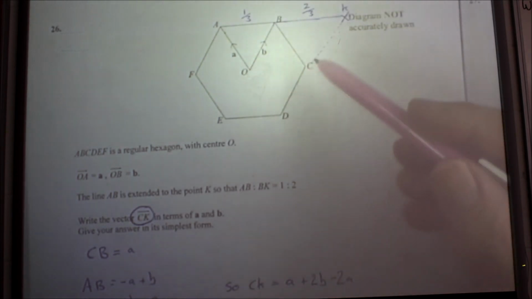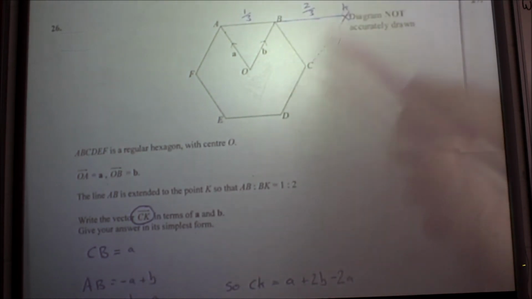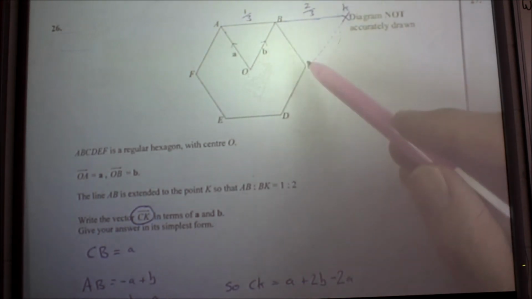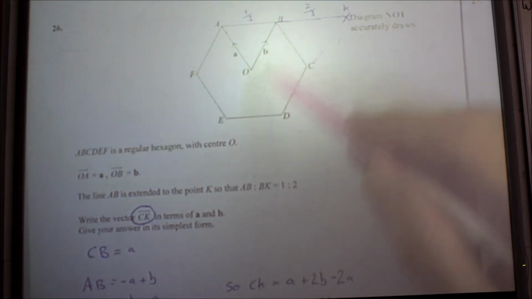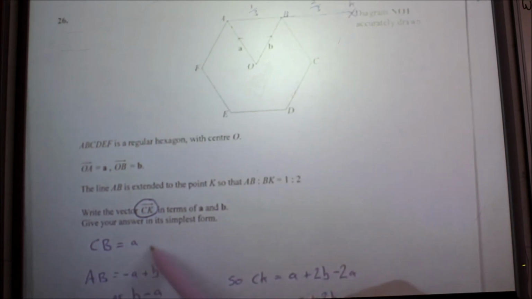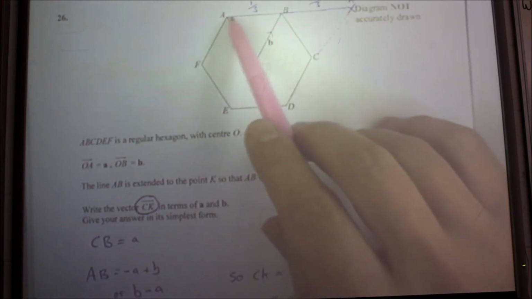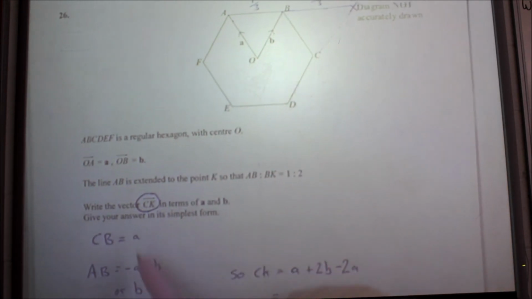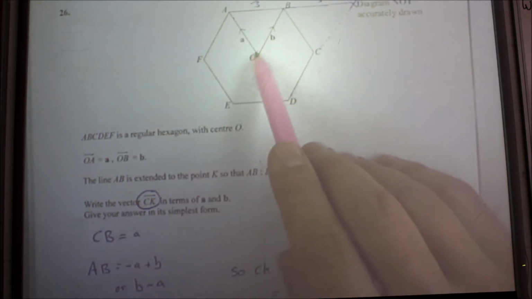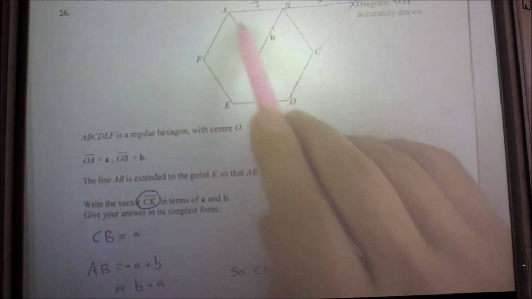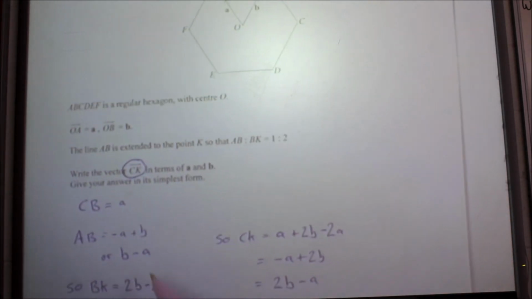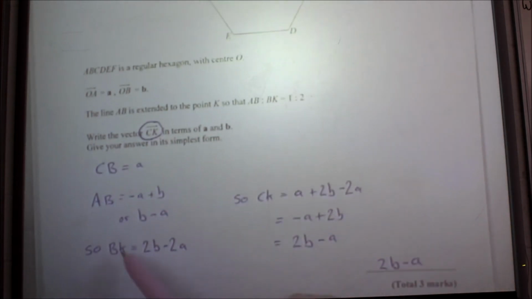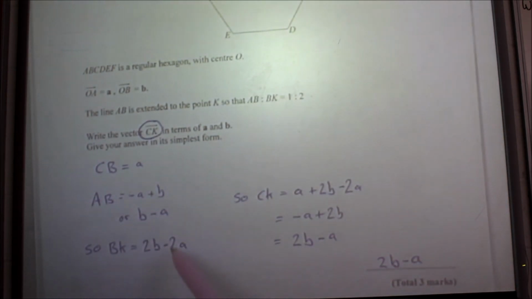So we're going to write the vector CK in terms of A and B. I think we're going to go up here and go along here. So CB we know is just A, because it's the same. So CB equals A. We're going to work out what A to B is first of all, then we're going to double it to work out B to K. So AB is minus A down there, add B, so that's how you get from A to B, just down there and up there, or it's B take away A. So B to K is 2 lots of that, so it's 2B take 2A.